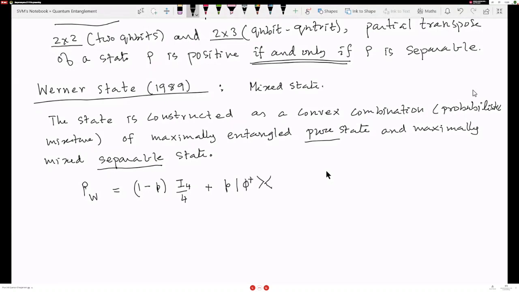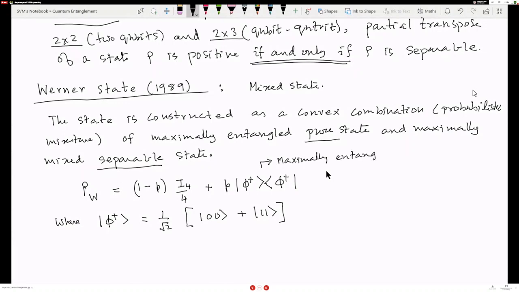So phi plus and phi plus, that is the maximally entangled Bell state, where this phi plus is given by 1 over root 2 times (|00> plus |11>). We have used this state. So this is a maximally entangled pure state.